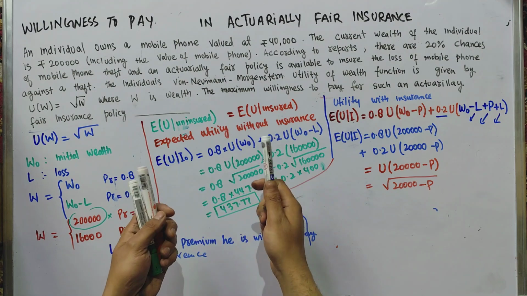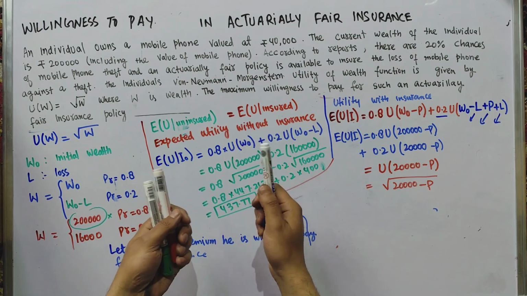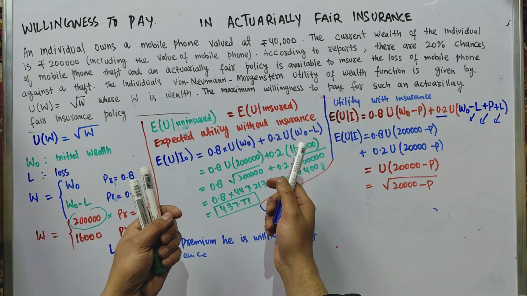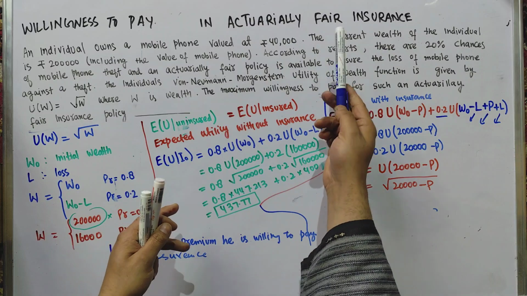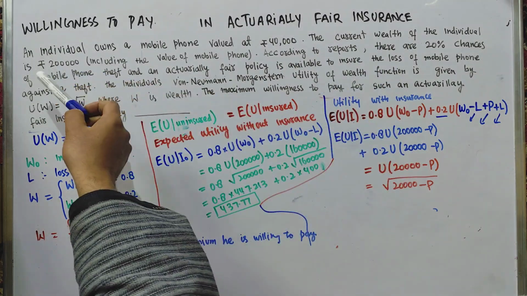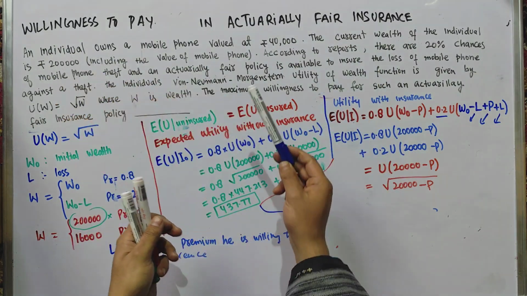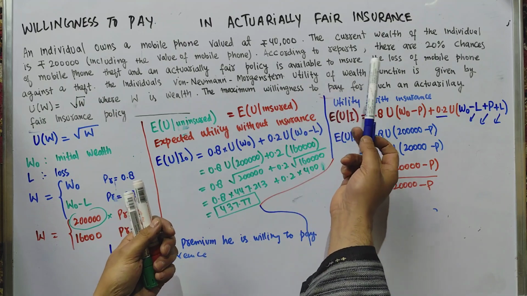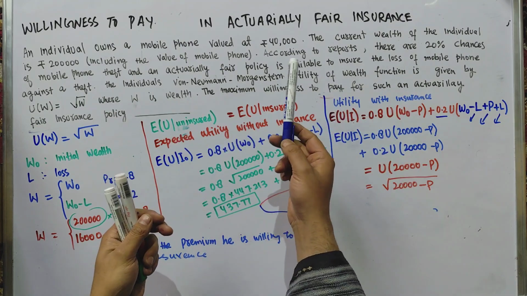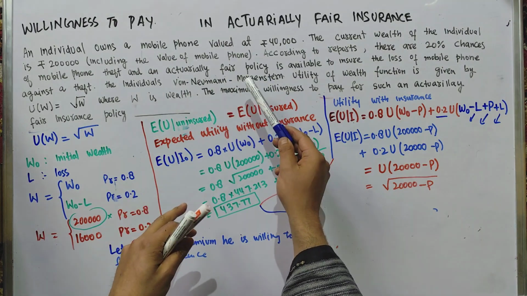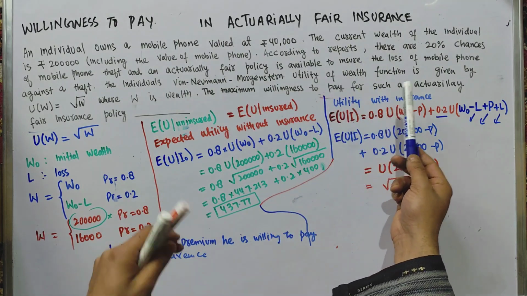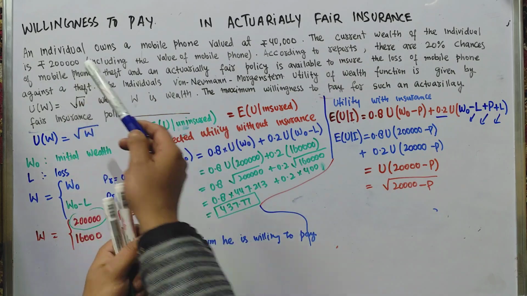Let us solve a question on the willingness to pay in case of actuarially fair insurance. The question is, an individual owns a mobile phone valued at 40,000 rupees. The current wealth of the individual is 2 lakh including the value of the mobile phone. According to reports, there are 20% chances of mobile phone theft, and an actuarially fair policy is available to insure the loss of the mobile against theft.